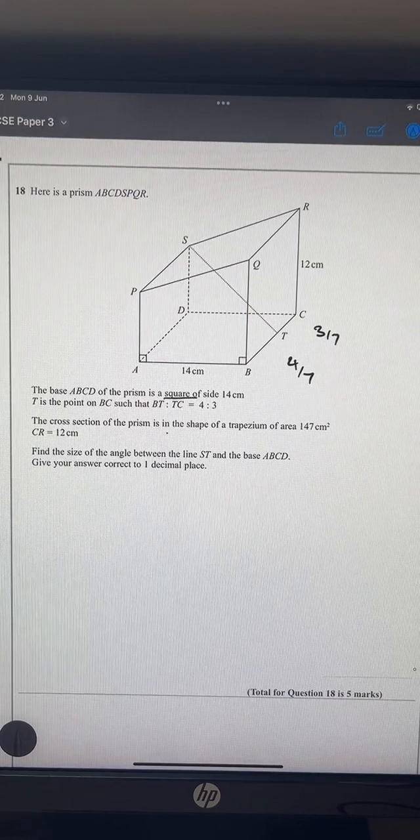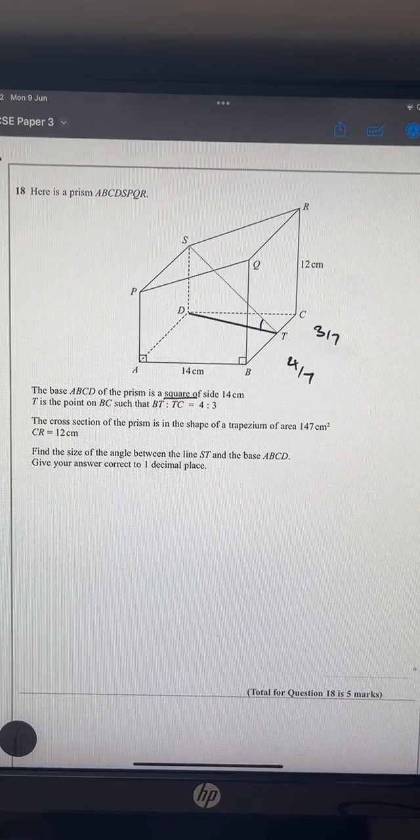The cross section of the prism is the shape of a trapezium of area 147 centimeters squared. CR has a length of 12. Well, they've labeled that, so cool. Find the size of the angle between the line ST and the base ABCD. Okay, well, this is my base. I'm going to do my little angle there and imagine it touches the floor. And I'm just going to put another line there to join them.